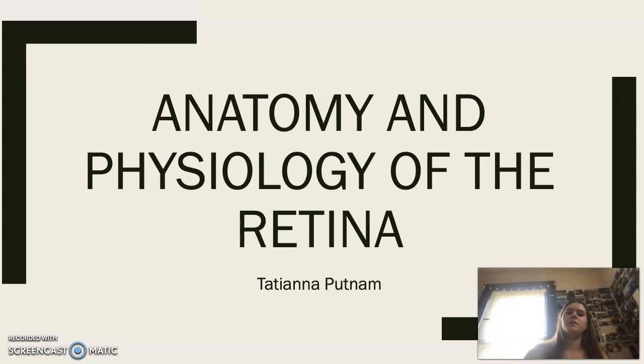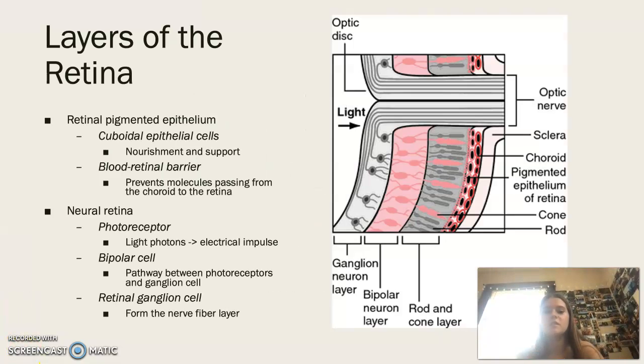And today I will be presenting on the anatomy and physiology of the retina. So first we want to talk about the different layers of the retina. There are two main layers. We have the retinal pigmented epithelium and the neural retina.